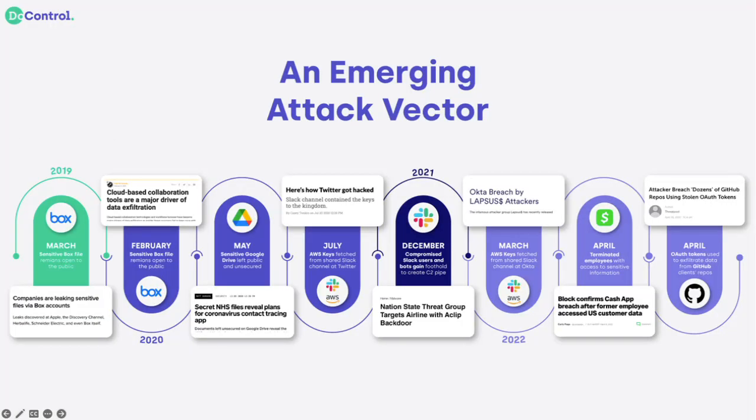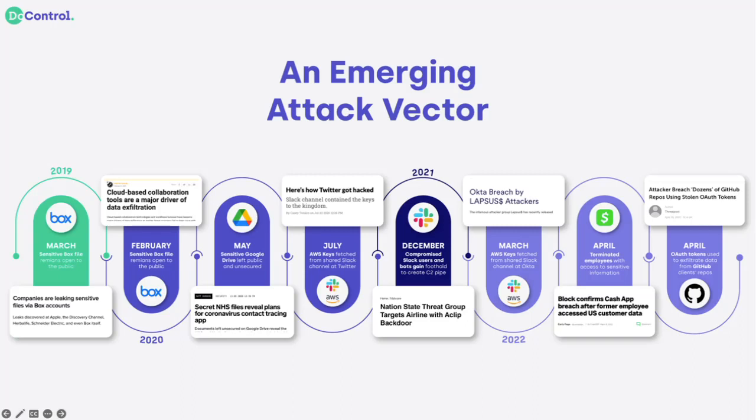All right, so I wanted to first cover the emerging attack vector that is SaaS. When you look at this graphic here, there's a number of major security events and breaches that at some point within the attack chain involved the compromise of SaaS applications, whether it was AWS keys that were shared over a public Slack channel from one developer to another and were not removed, which is what took place with Twitter.